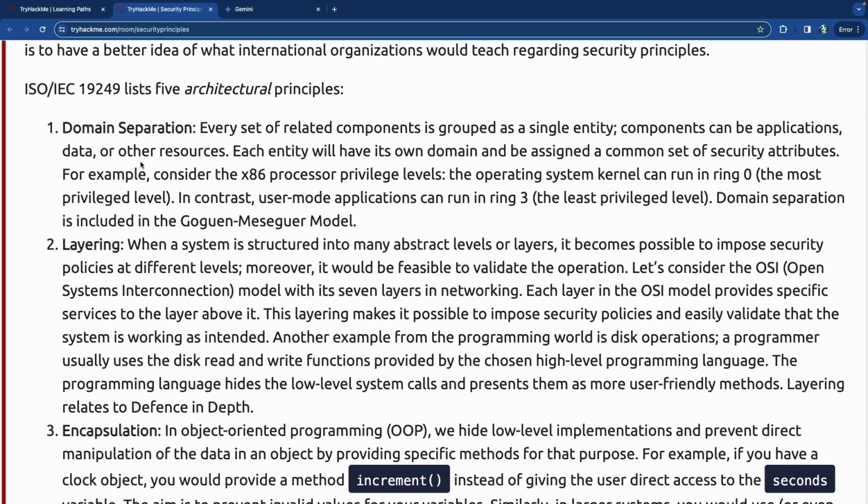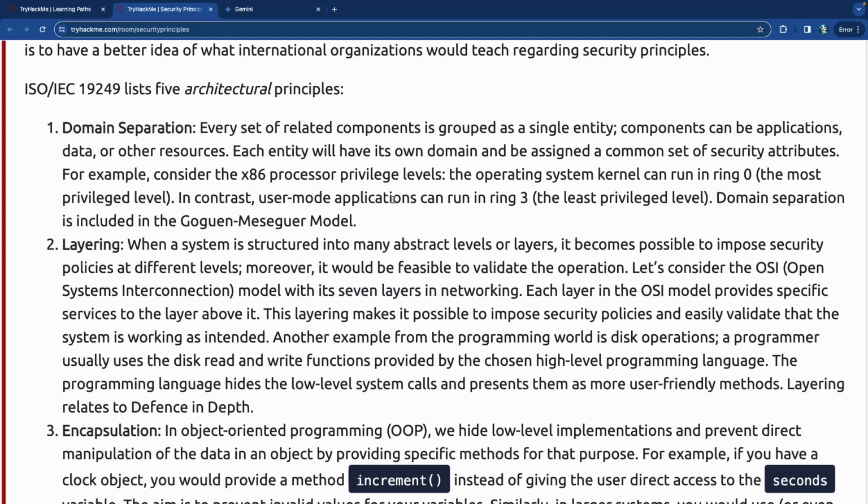So let's look at domain separation from the very top. Every set of related components is grouped as a single entity. Components can be applications, data, or other resources. Each entity will have its own domain and be assigned a common set of security attributes. For example, consider the x86 processor privilege levels. The operating system kernel can run in ring 0, the most privileged level.